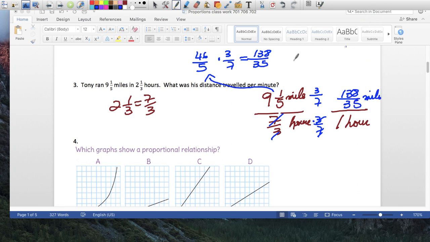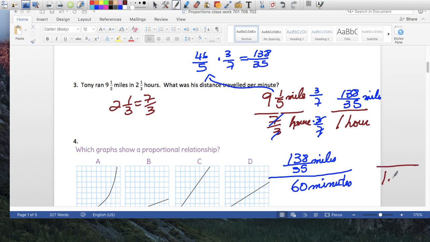Now, the question says how much did he travel per minute. So now what I can do is change the 1 hour. Let me write that here: 138 over 35 miles. He runs all that in 1 hour or 60 minutes, which is the same thing as 1 hour. Now I can take that and find out the unit rate per minute. I can divide by 60 here and divide by 60 here, right?